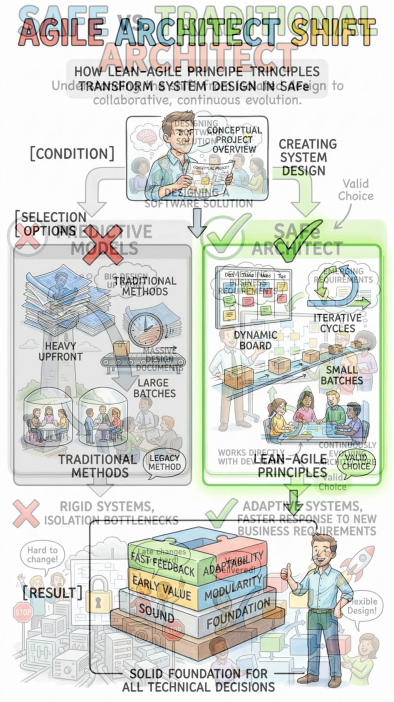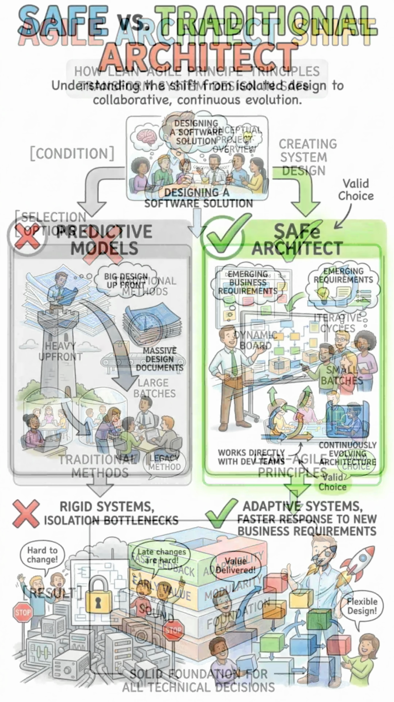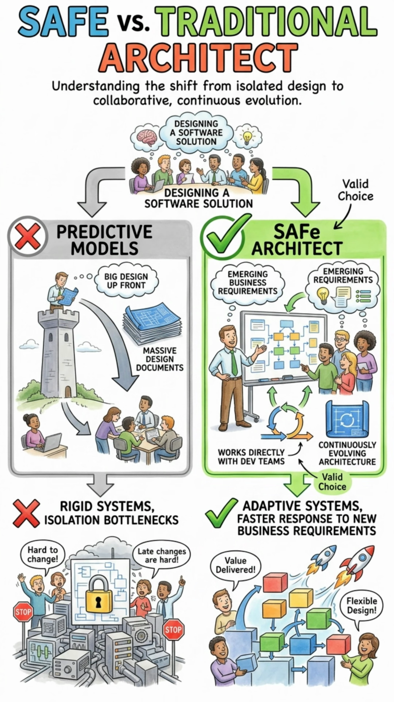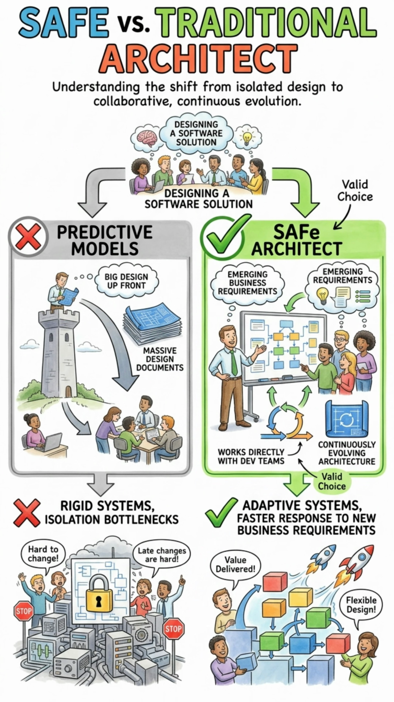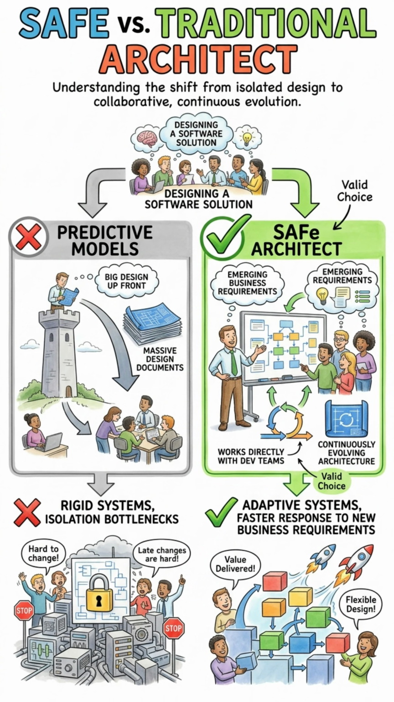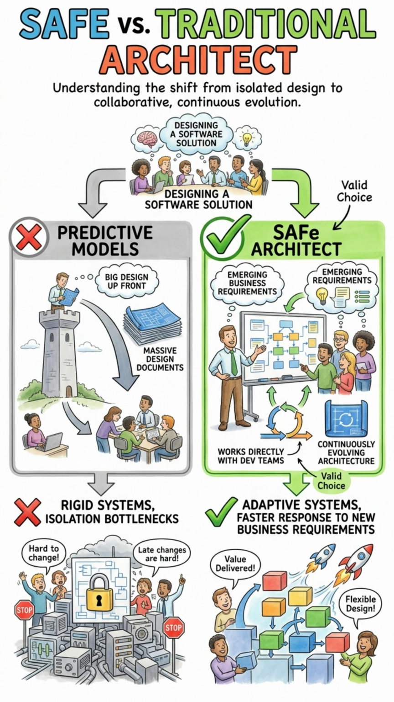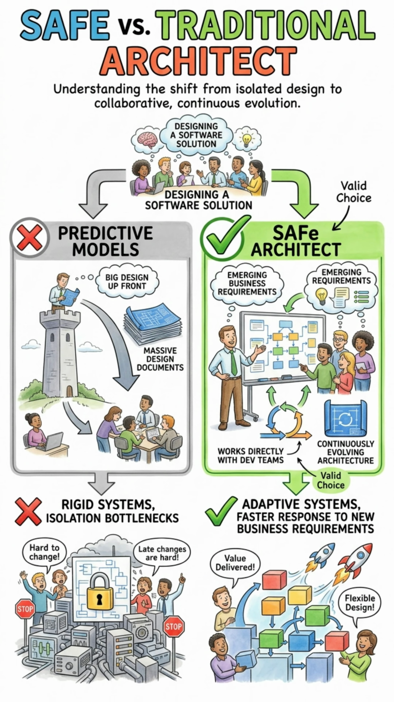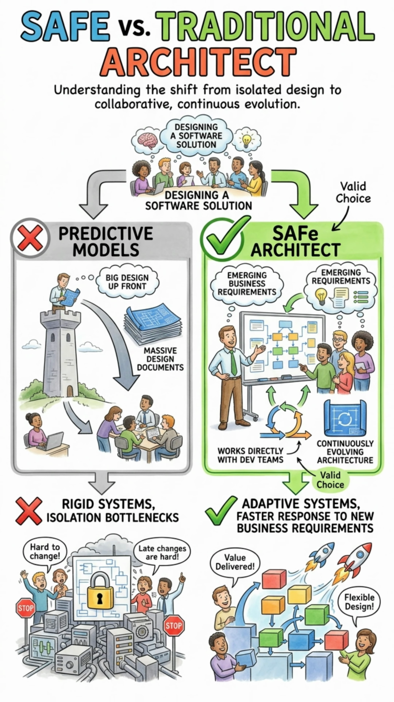To understand the SAFe architect role, we first need to look at how it differs from traditional architecture. In older predictive models, architects often worked in isolation, handing down massive design documents before any coding even began. This approach, known as big design up front, often led to bottlenecks and systems that were rigid and hard to change. A SAFe architect, on the other hand, works directly alongside the development teams, continuously evolving the architecture as new business requirements emerge.